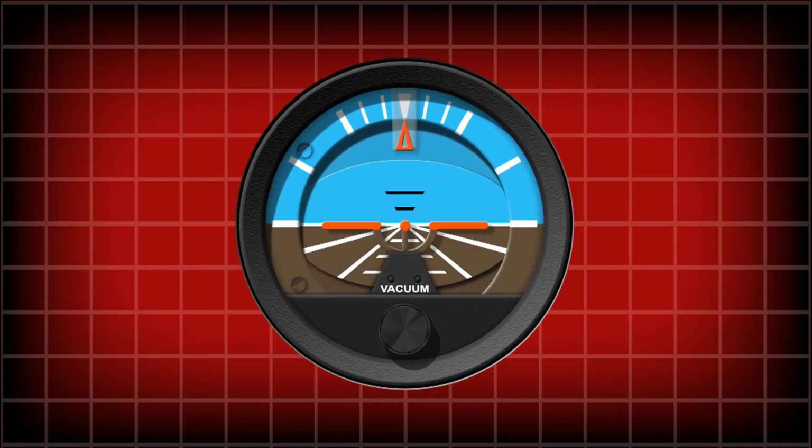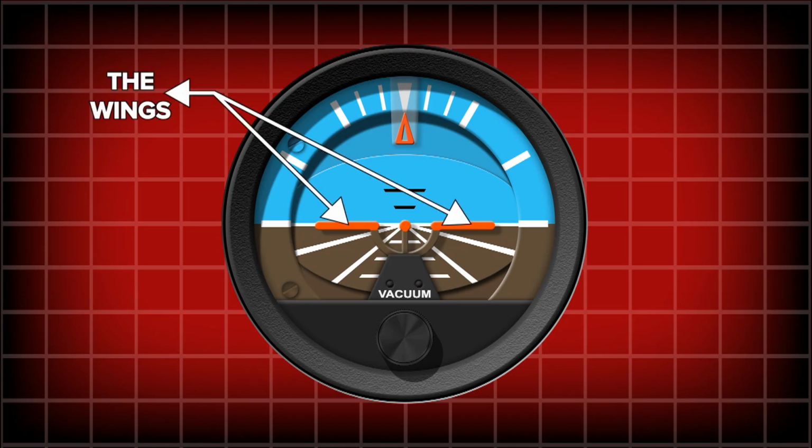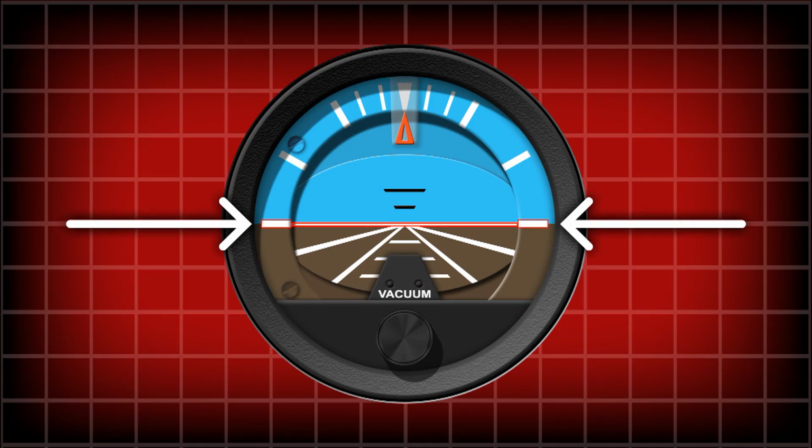Now we will be showing you what each part of the instrument means and what it represents. We will start with the miniature aircraft symbol. This represents the wings and the nose of the aircraft and what they are doing in relation to the horizon. Then we have the artificial horizon line, which is indicated on the instrument in the form of this central horizontal white line, which separates the upper blue portion, which represents the sky, and the brown portion, which represents the ground.